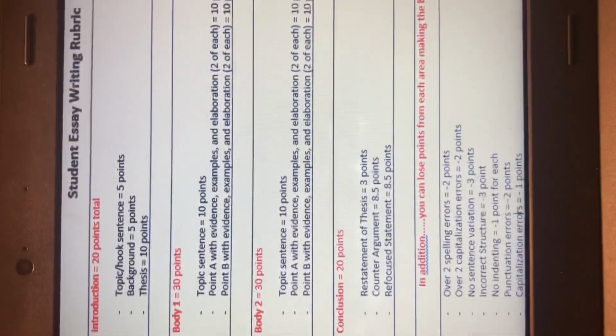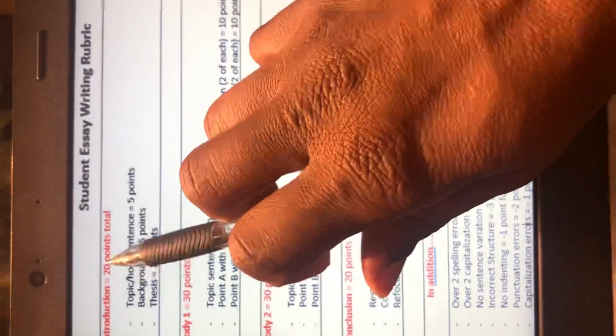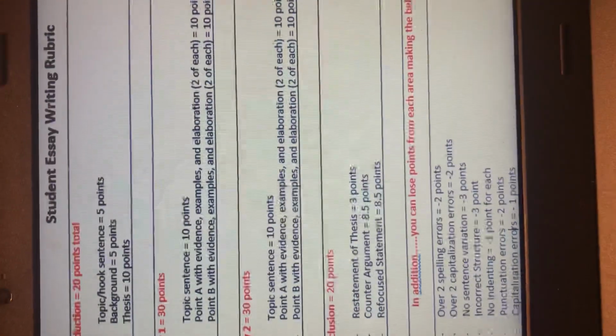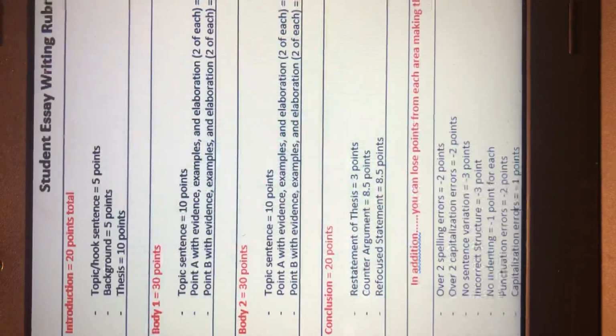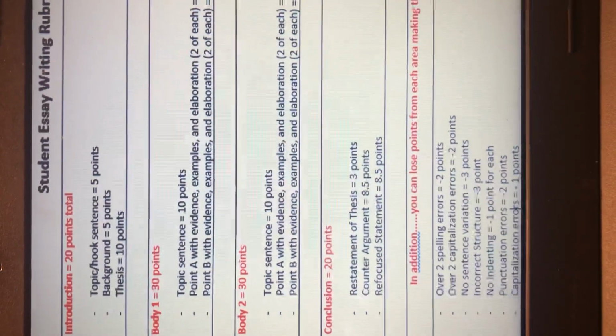All right, so let's look at the student essay writing rubric. The first section is your introduction. That is worth 20 points total. Topic sentence is worth 5 points. Background is worth 5, and your thesis is worth 10. If you are missing any of those, you will be missing those points.